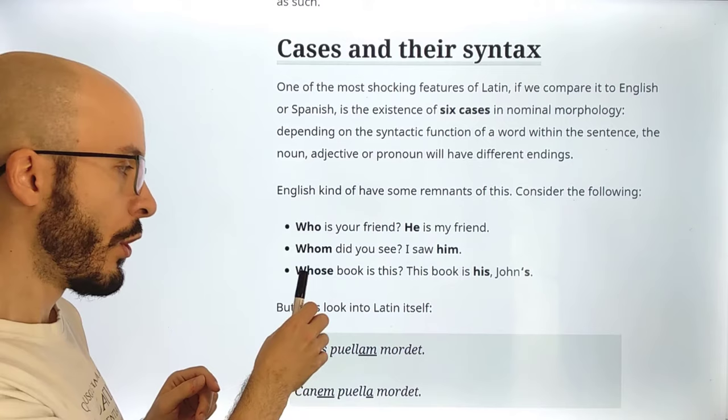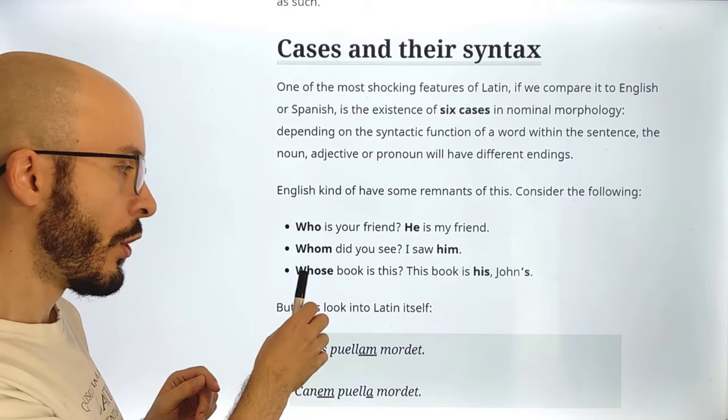The word order in Latin, sorry, doesn't matter. What matters in Latin is the endings. And just like here we have this M in English, the object, canem is the object. And here we have, let's say, nothing, so this is the subject. So the girl bites the dog. And here we have the dog bites the girl. Again, like this M, it's for the object.